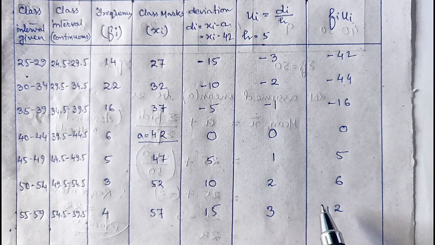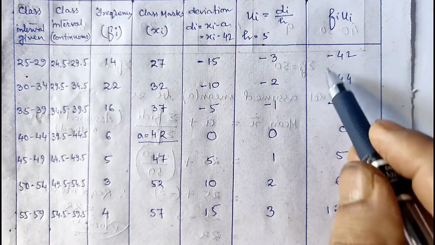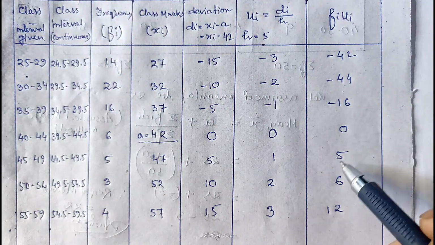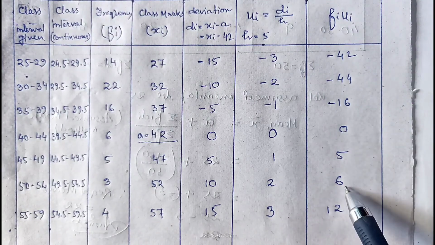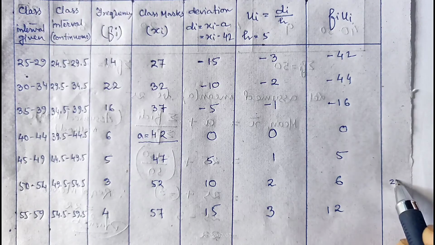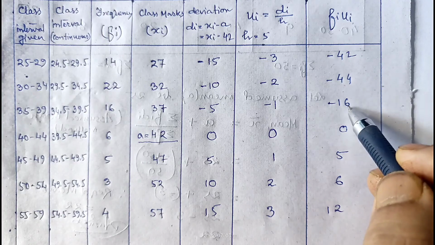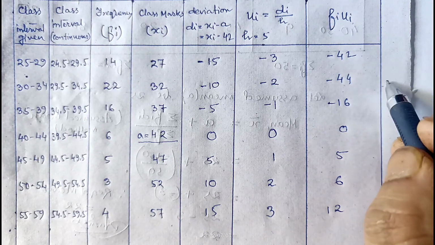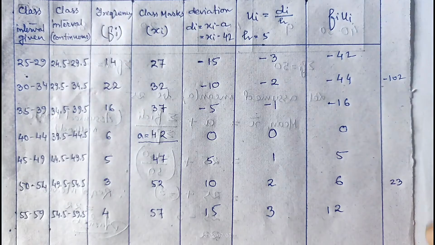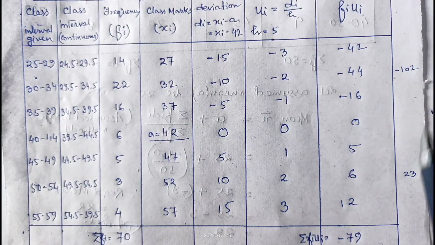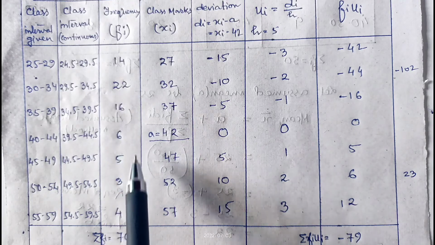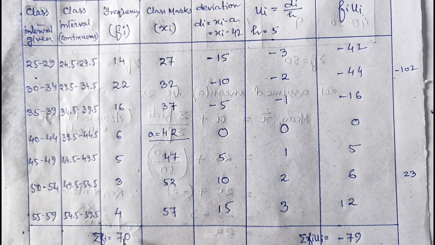Once the table is formed, what do we have to do next? We have to add all the negative numbers and all the positive numbers together. Here 5 plus 6 is 11. 11 plus 12 will be 23. And here if I add 44 plus 16, it will be 60. 60 plus 42 is 102. So it will be minus 102. So if minus 102 and 23 are added, it will be minus 79. And if I add all the frequencies, that will give 70. So we got summation f_i is 70 and summation f_i u_i is minus 79.